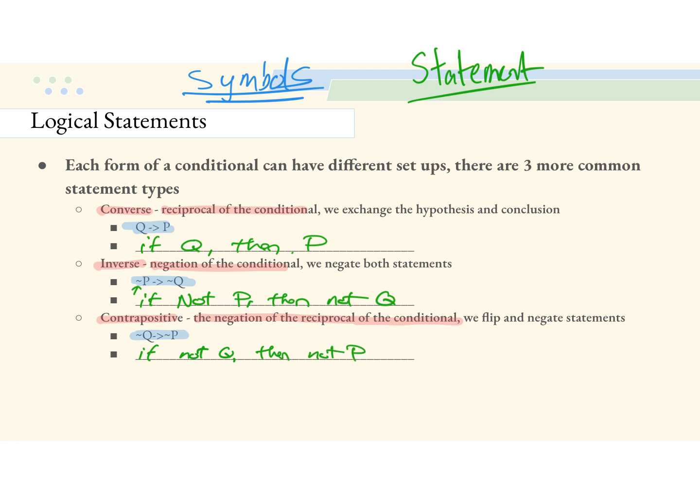Okay, so again, everything in red should just go in the blank box at the top next to that word, converse, inverse, contrapositive. In the symbol box should be what's highlighted in blue, and what's in the statement box is what I wrote in green. Okay, so all of these statements have some sort of truth to them, and we'll talk about it in my next example.